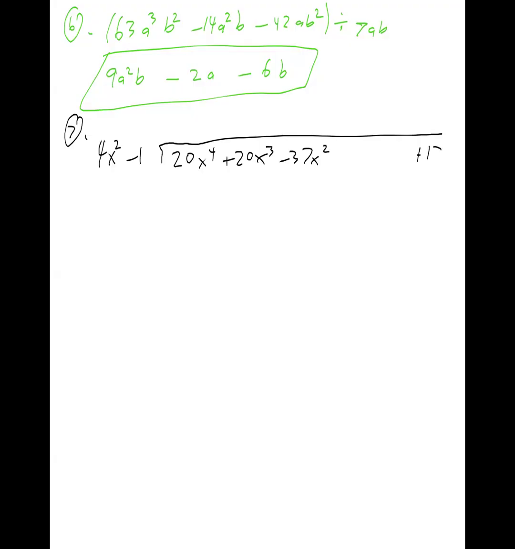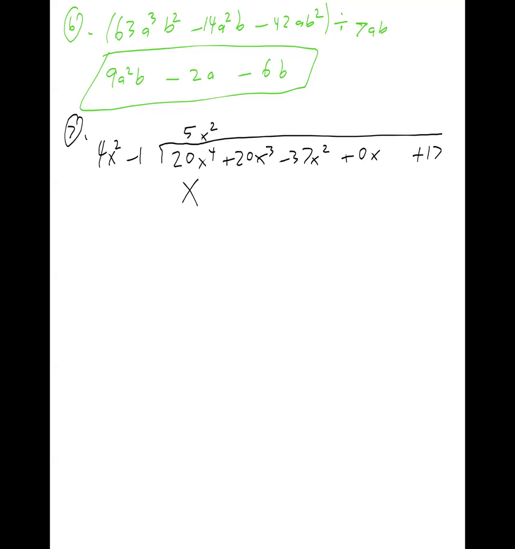plus 17. And notice on this question, you're probably going to have an x that's missing. So I'm going to say plus 0x in place of the missing x. Then when you do long division, you divide only the first term into only the first term. So 4 divides into 20 and leaves you with 5. And then the x squared divides into the x to the fourth and leaves you with x squared. And then you multiply back by the second term. We're going to skip the first term.